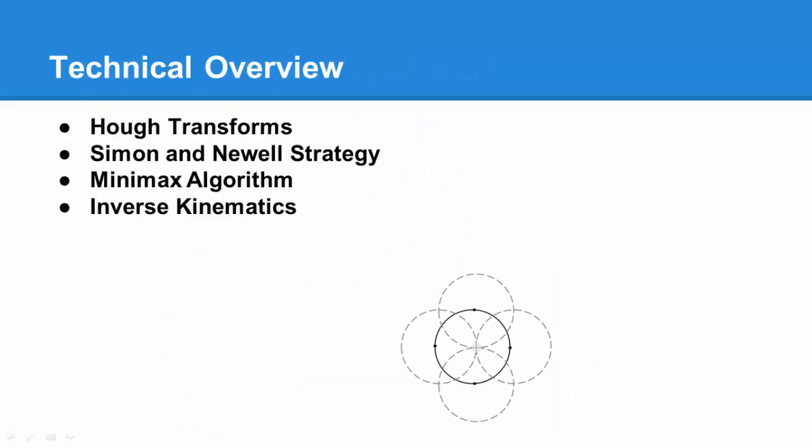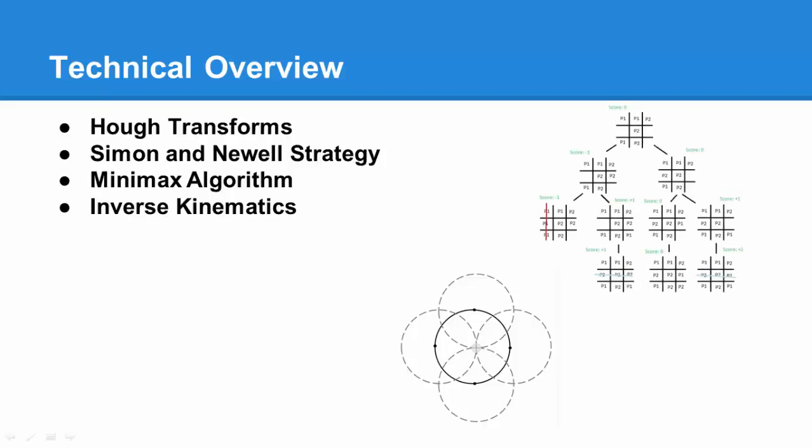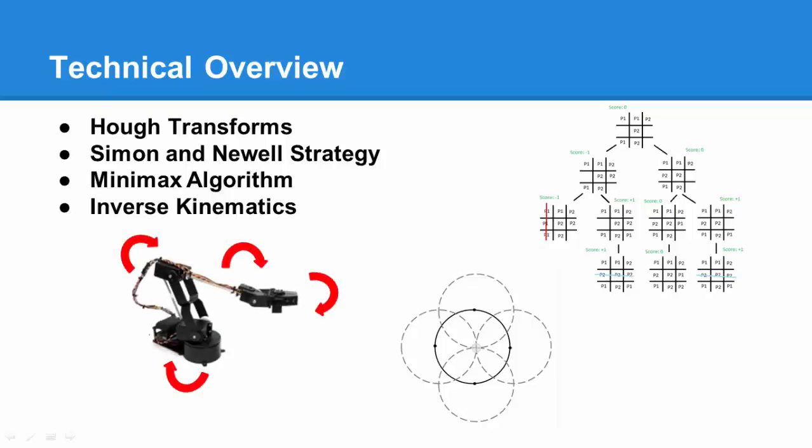The image processing uses circular and line Hough transforms to detect the game board and pieces. The AI uses Newell and Simon's strategy as well as Minimax algorithms to determine the optimal piece placement on the board to beat the human player. The robotic arm uses inverse kinematics to determine the optimal angles of rotation for each servo.